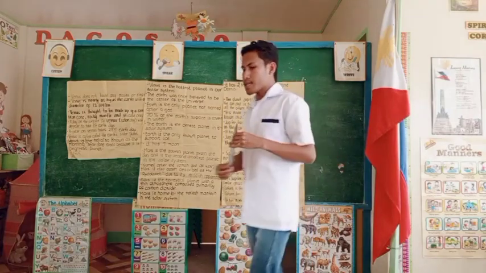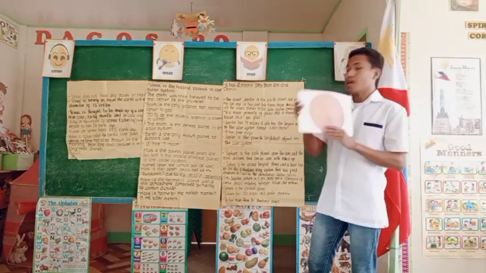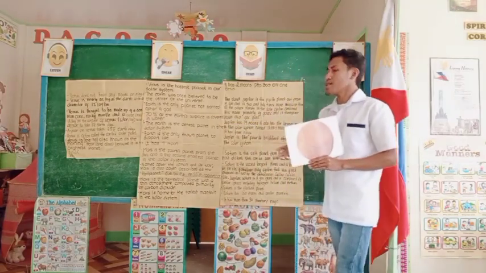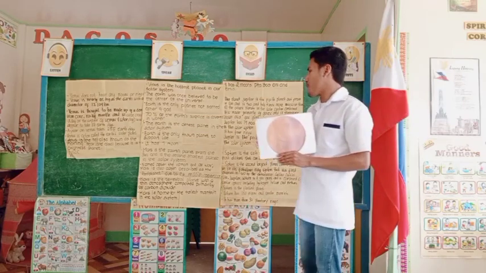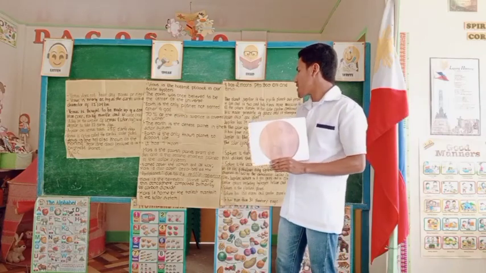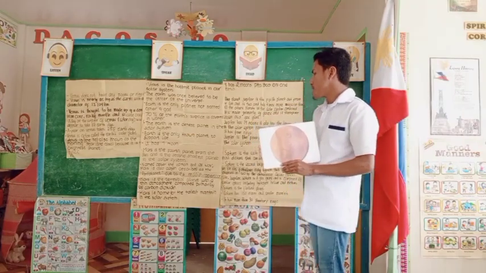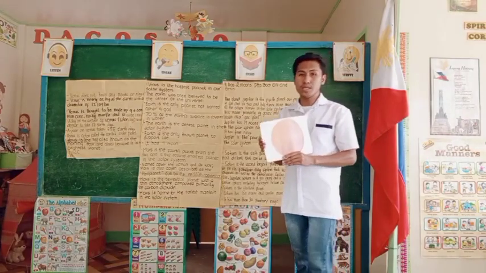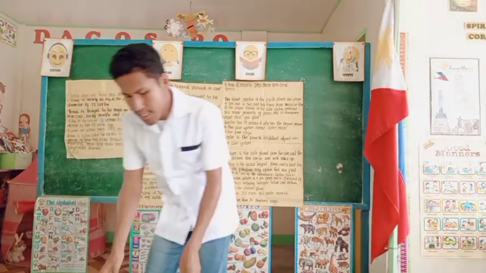Okay, so the next one is Mars, the fourth planet in our solar system. Mars is named after the Roman god of war. Mars is also often described as the red planet due to its reddish appearance. Mars is a terrestrial planet with a thin atmosphere composed primarily of carbon dioxide. Mars is home to the tallest mountain in the solar system, called Olympus Mons. So the next one is Jupiter.